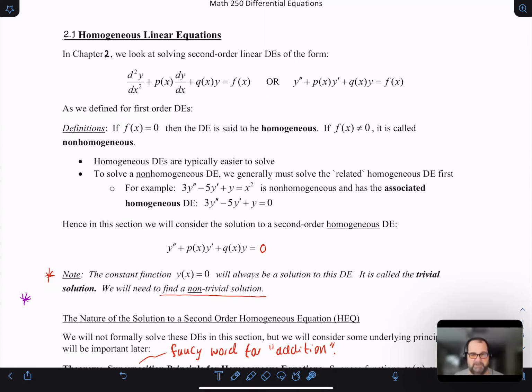All right, so we're going to talk a little bit about the principles here. The first thing here is, what is the nature of the solution to a second order homogeneous equation, an HEQ? We will not formally solve these again in this section, but again, we're just looking at some of the principles. The first principle is something called the superposition principle for homogeneous equations. Superposition is a fancy way of saying addition. This is an addition principle for solutions to homogeneous equations.